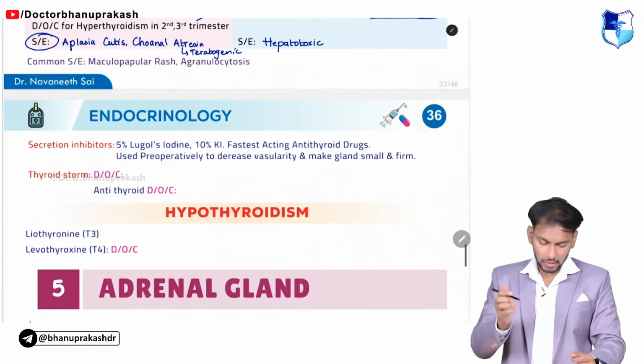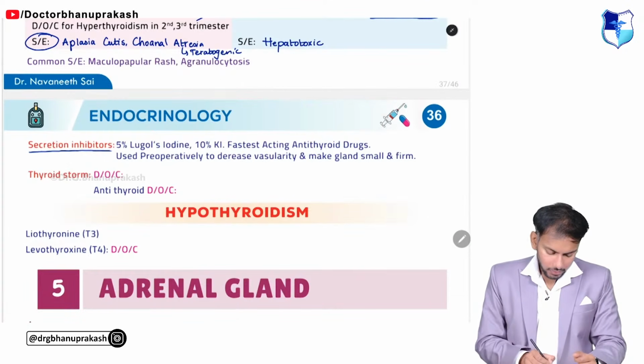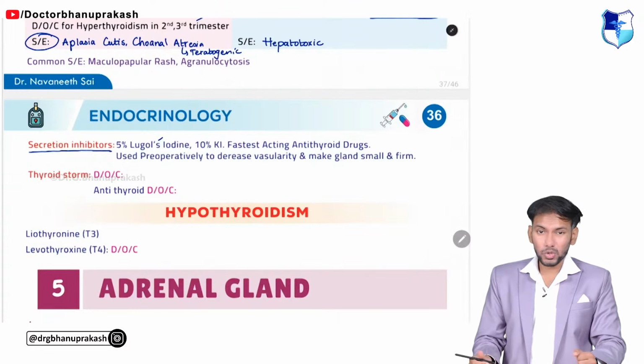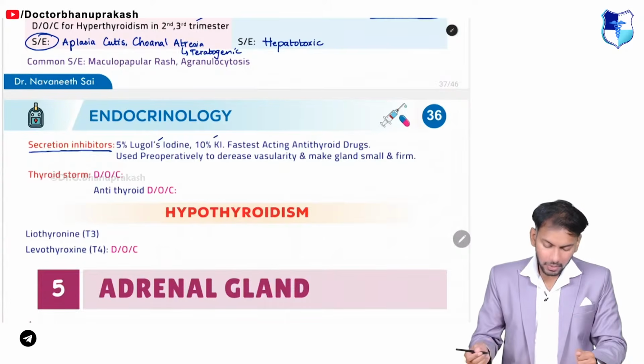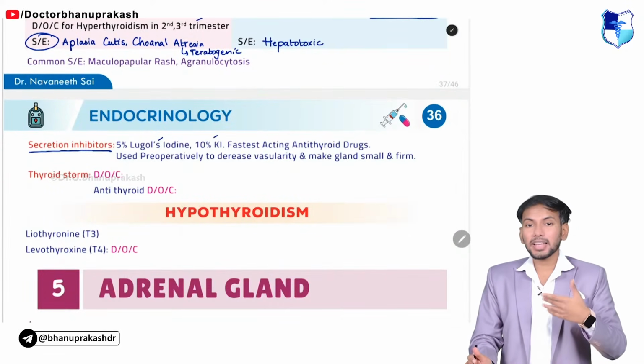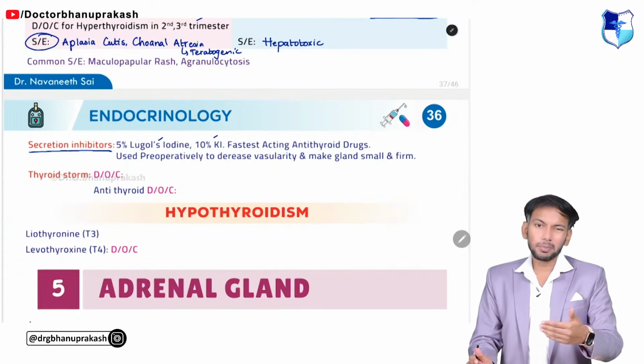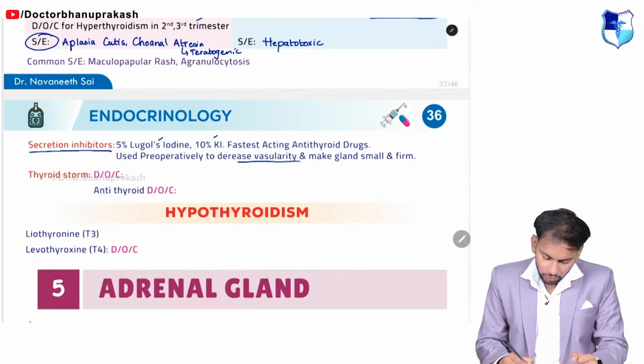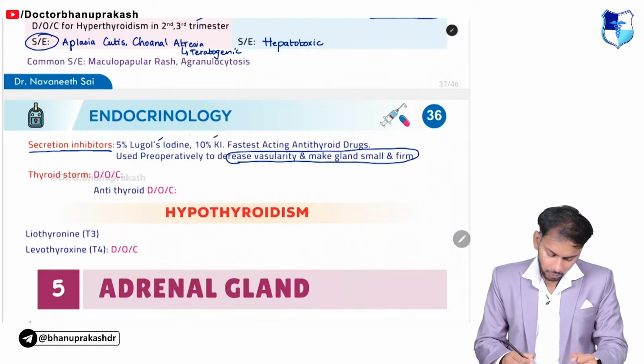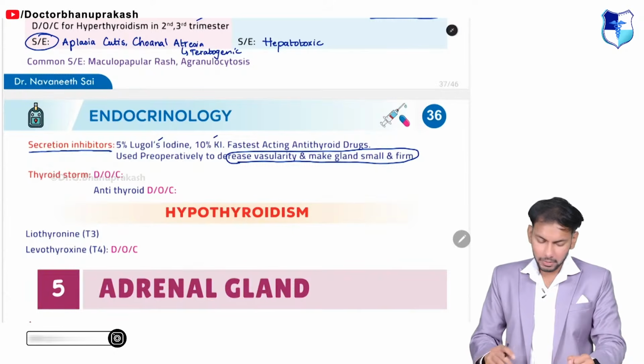Now, next drugs are secretion inhibitors. These are 5% Lugol's iodine and 10% potassium iodide. These are fast-acting anti-thyroid drugs. Yes, so they can be used before surgery to decrease the vascularity and the size of the gland. This is about the Lugol's iodine and potassium iodide.